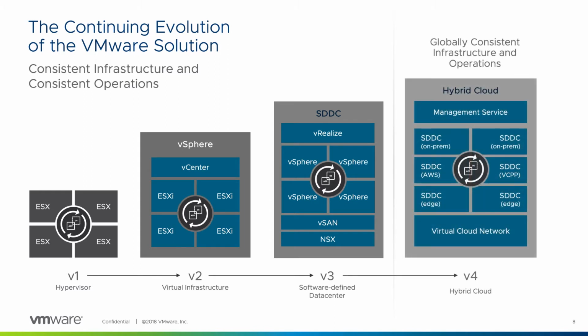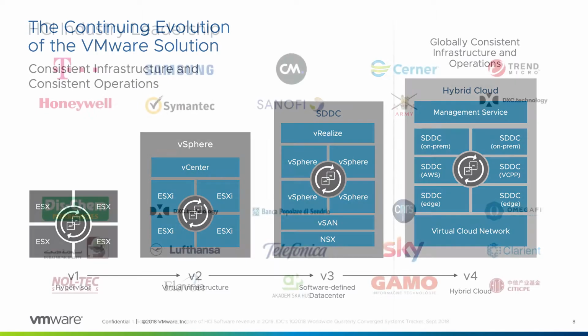And the fourth version that we are now moving towards is something that I think is going to be really important in the upcoming years, especially when we are starting to implement the hybrid cloud. As soon as we start looking at hybrid cloud infrastructures, I think the key thing here is going to be globally consistent infrastructure, but more important, globally consistent operations. Whether you are running your workloads in an edge location or potentially running it on VMware Cloud on AWS, that should be completely beside the point. The management and the operations for those workloads should be consistent.